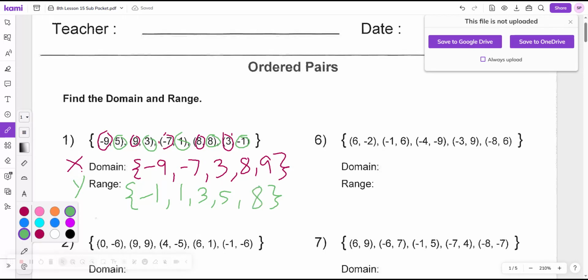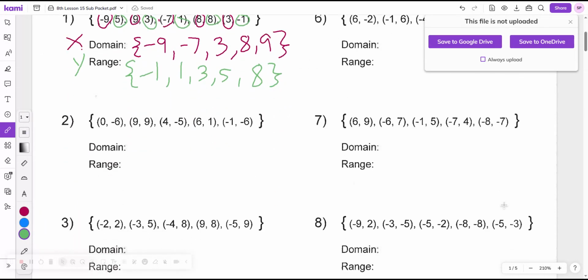All you have to do is list the x's and the y's in order from least to greatest and practice making your little curly brackets. So if you want to pause and finish this first page, that's fine. I'm going to go on to the next page and show you how to do that.